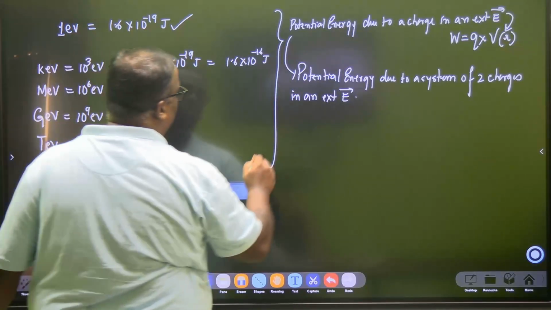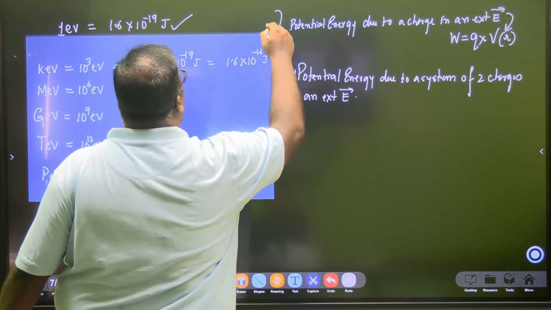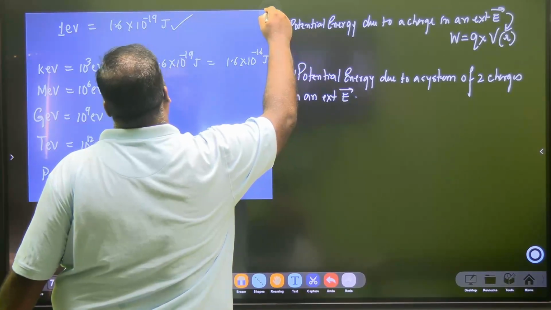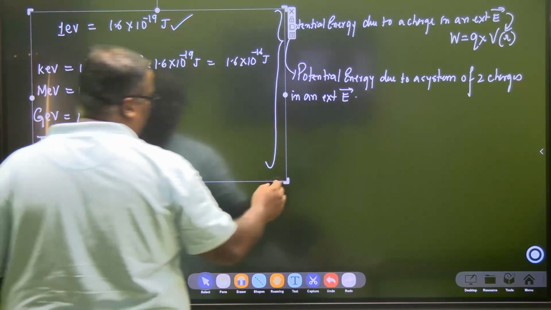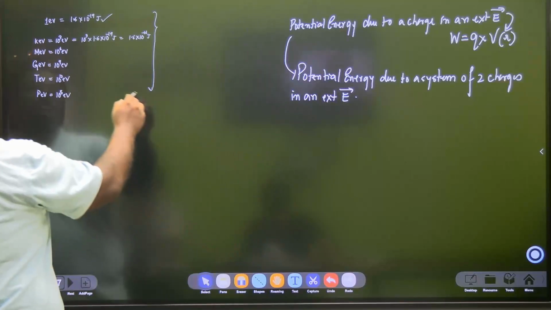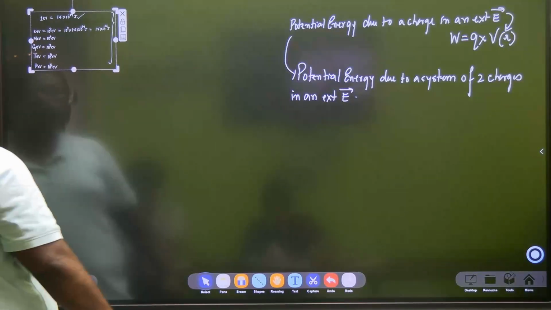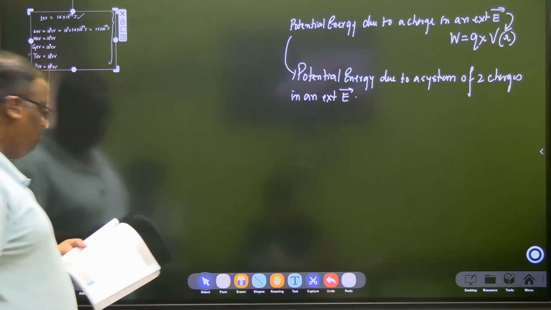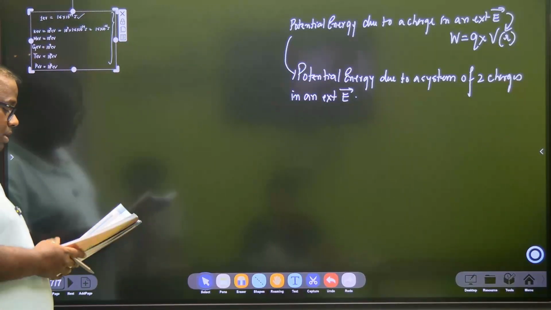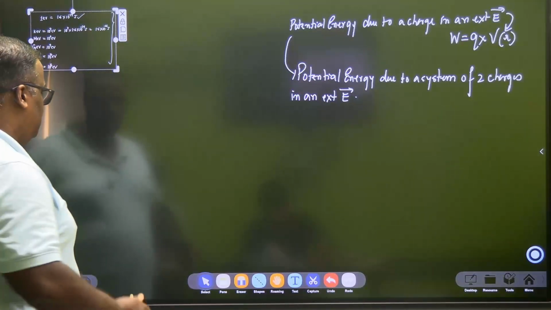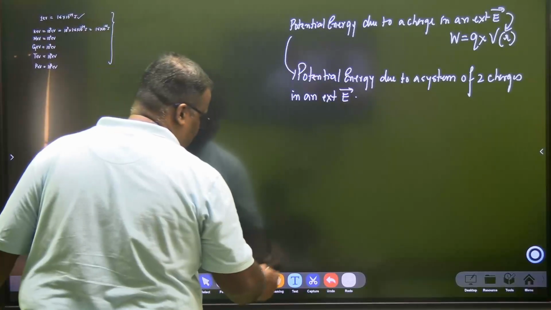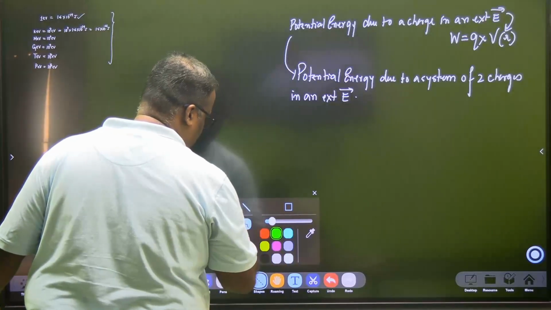So what are you doing now? Now, sir, I am having a system of two charges in an external electric field. So what do you expect? Sir, I expect that there will be a new potential energy configuration which we are trying to find out, right? So same story. Our story will be something like this.